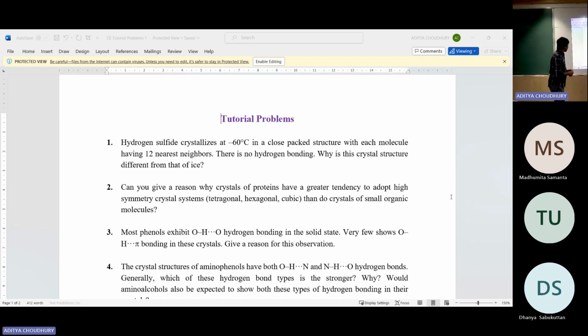Next point: most phenols exhibit OH oxygen hydrogen bonding in the solid state. However, OH can also form an OH pi interaction. Very few compounds show OH pi bonding in this question. Give reasons for this observation. Now, if you look at phenol, phenol can form a hydrogen bond.